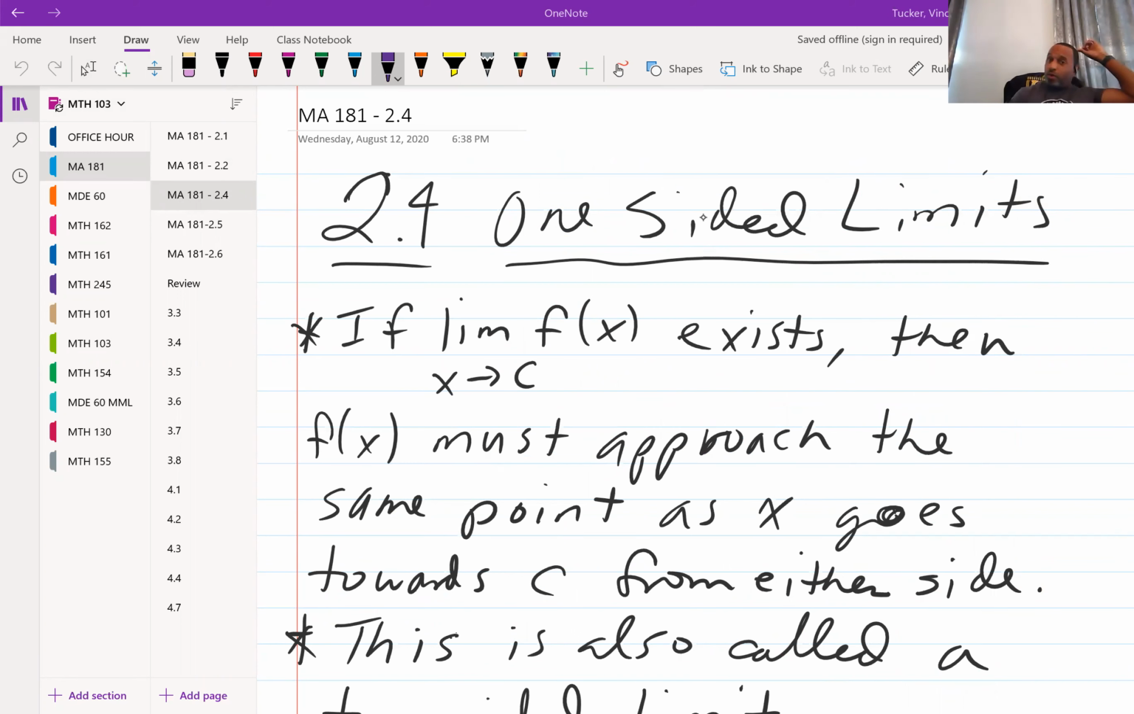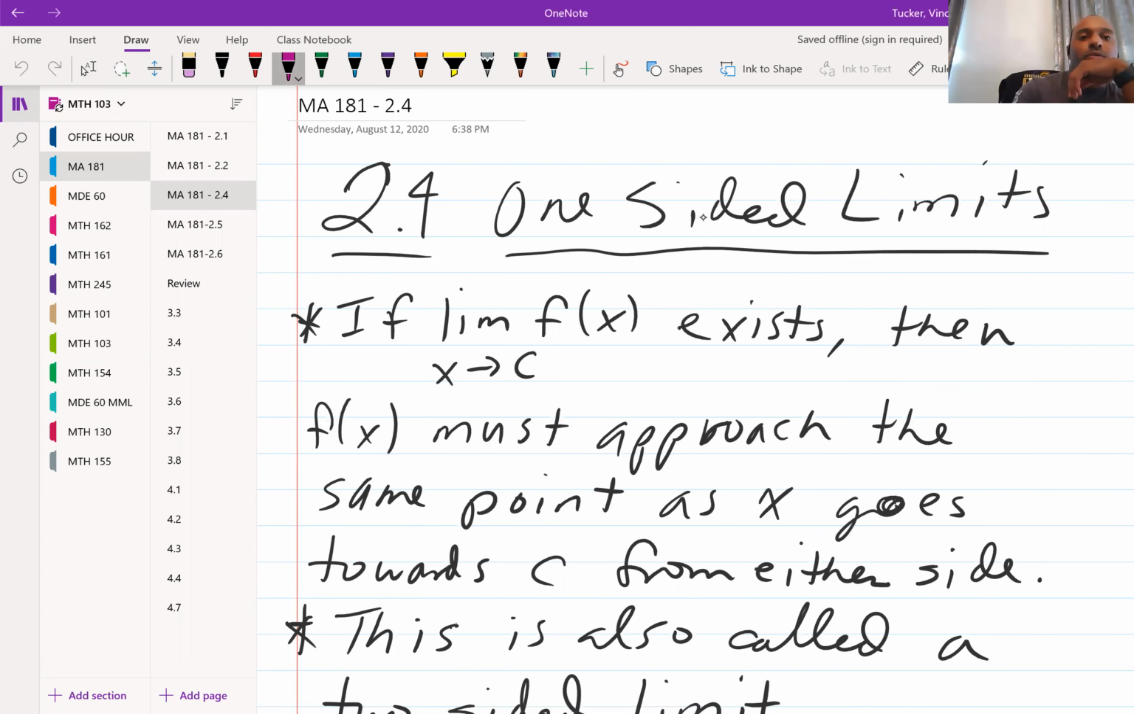All right, so 2-4, still dealing with limits, but we're looking at one-sided limits. In other words, as you approach a point from the right side, or you may approach a point from the left side, how is the graph behaving? So if the limit of f of x as x goes to c exists, then f of x must approach the same point as it goes towards c from either side.